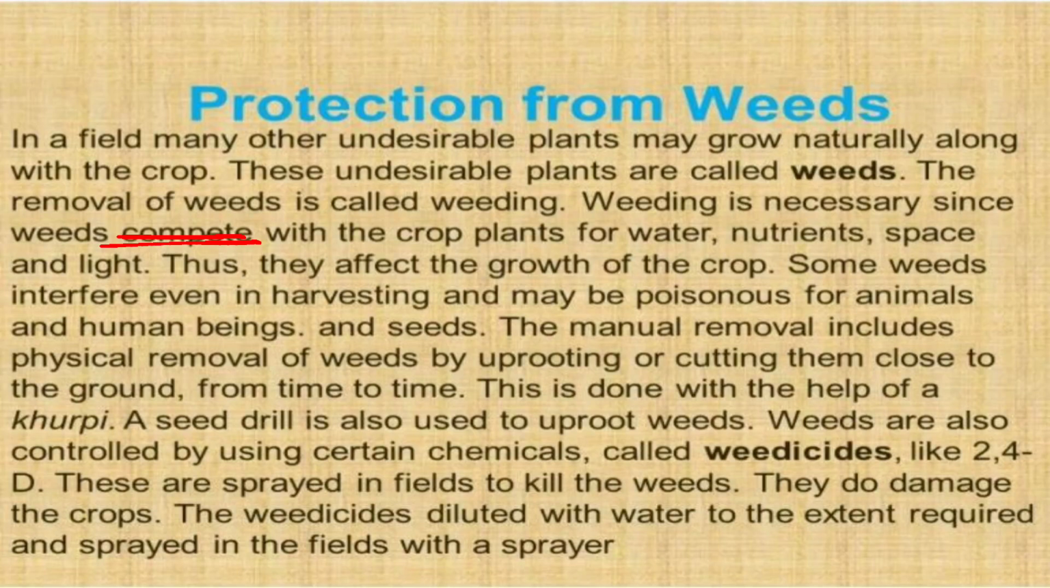Some weeds interfere even in harvesting and may be poisonous for animals or human beings. Some weeds are very harmful and poisonous. Cows or other animals sent to the field to eat the weeds can be affected, as the poison can go into their bodies, and they can become ill and many times even die. So some weeds are very poisonous. Next we have manual removal, including physical removal of weeds by uprooting or cutting them close to the ground.